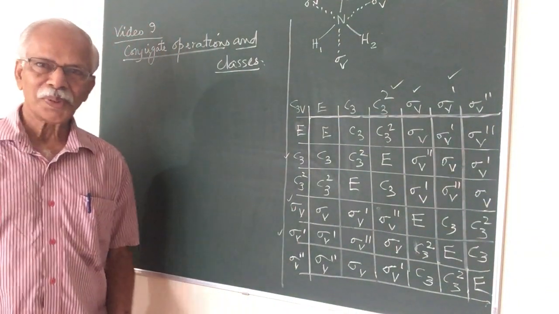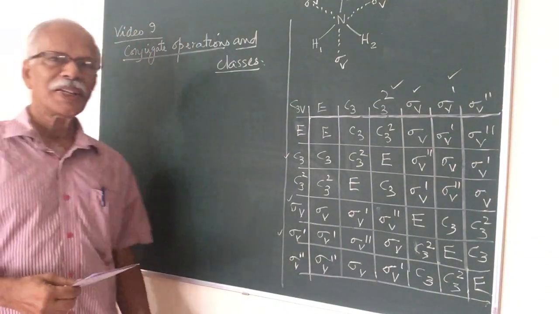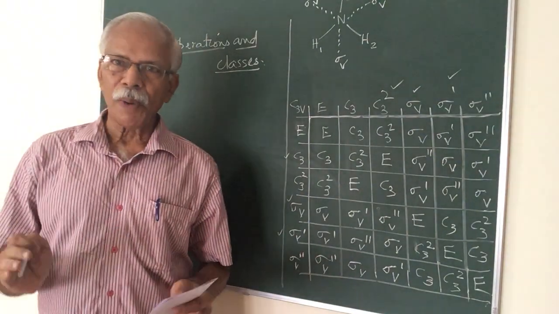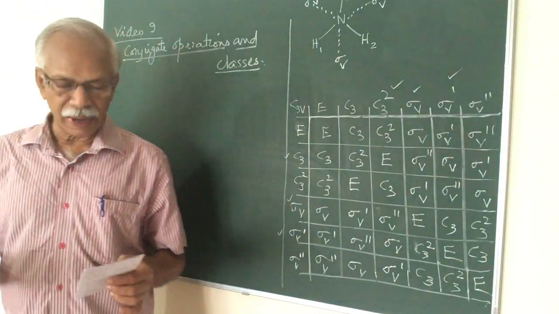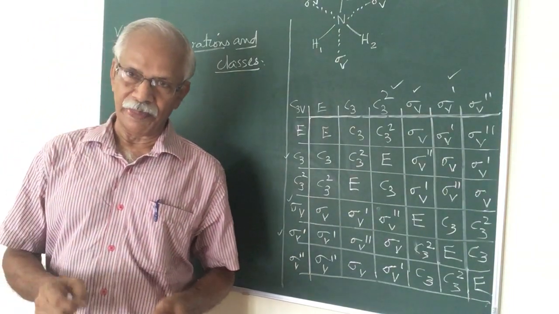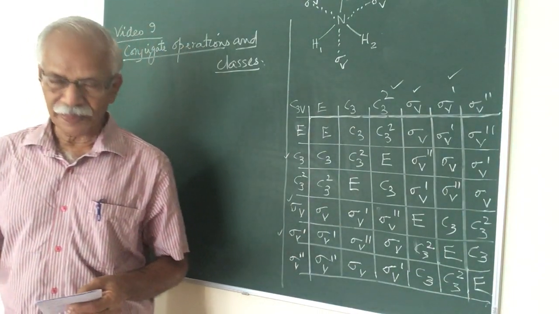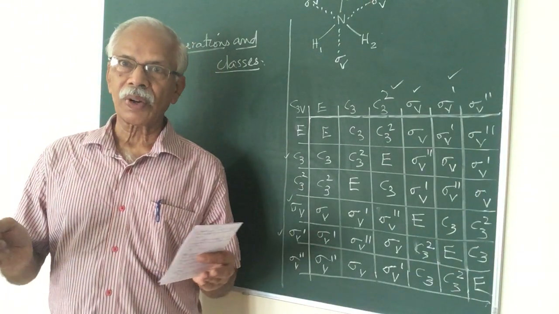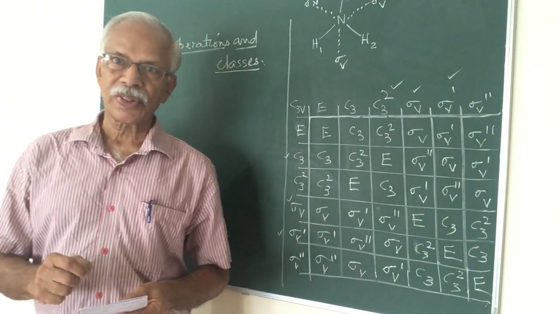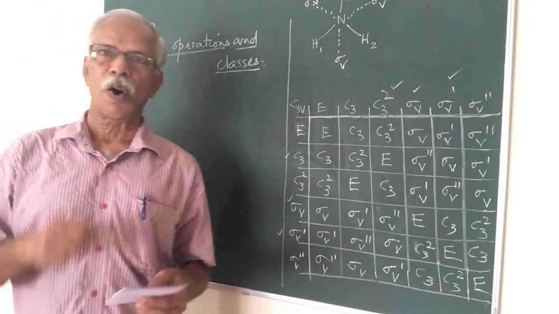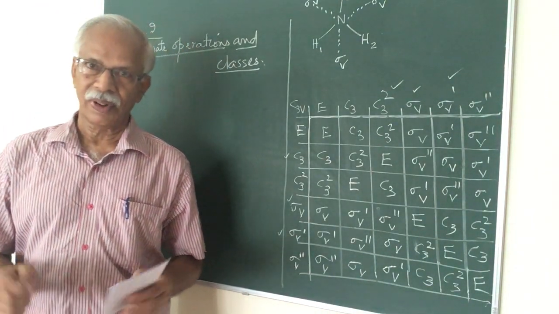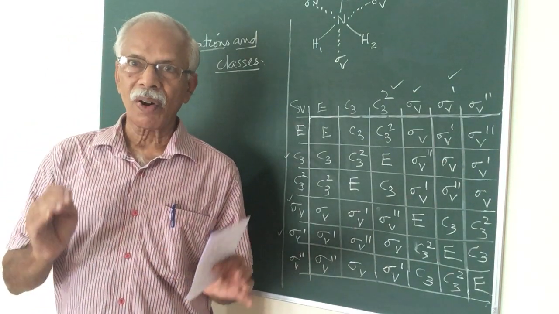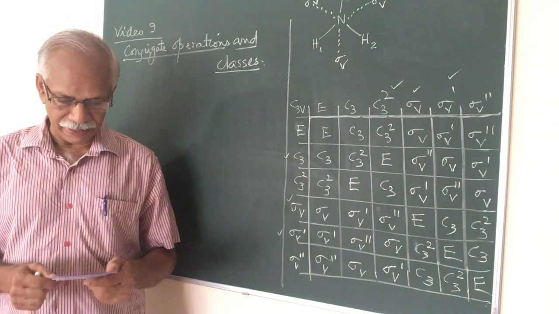Good morning. Today we talk about conjugate operations and classes. The symmetry operations of a group can be broadly divided into a few classes. A class of operations are those which are conjugated to, or similarity transforms of, one another. All operations which are conjugate to one another constitute a class.